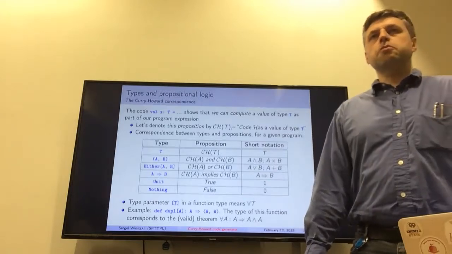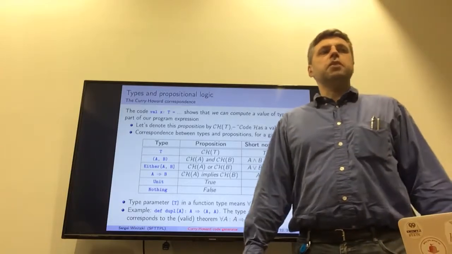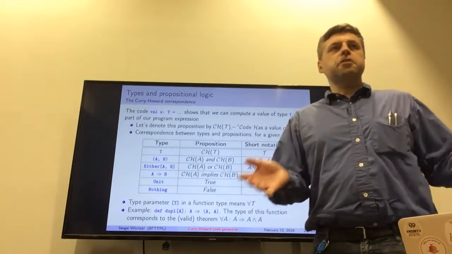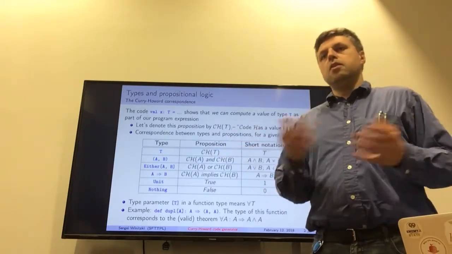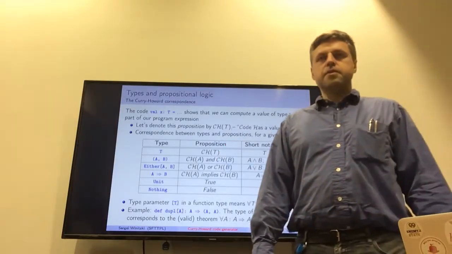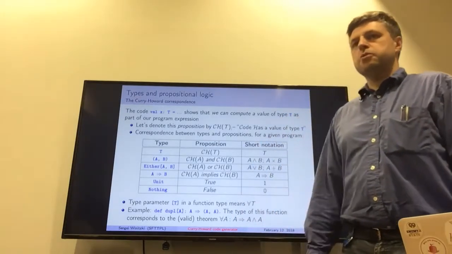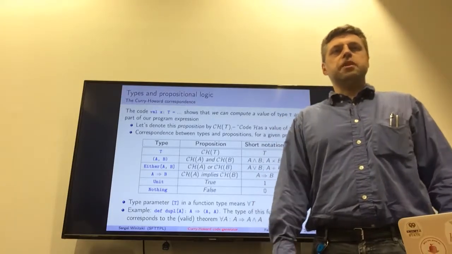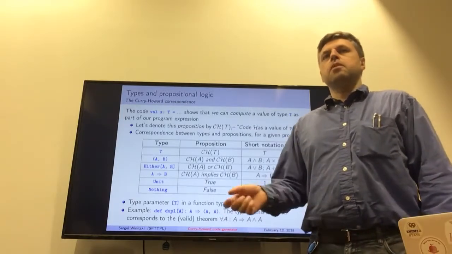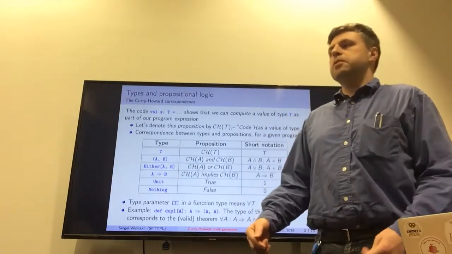Now this proposition could be true or false for a given program and for a given type T, because your program might not be able to compute values of certain types, because those need some other values of some other types and the program doesn't get them. Now, the Curry-Howard correspondence is this correspondence between types and propositions. So types such as integer, float, array of integer, and other types like this, correspond to propositions: code has a value of this type. These propositions could be true or false for a given type and for a given program.